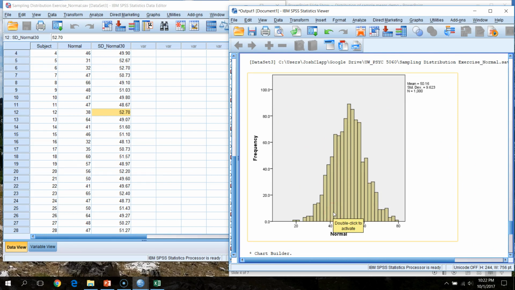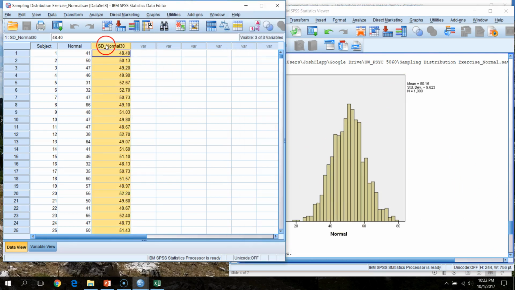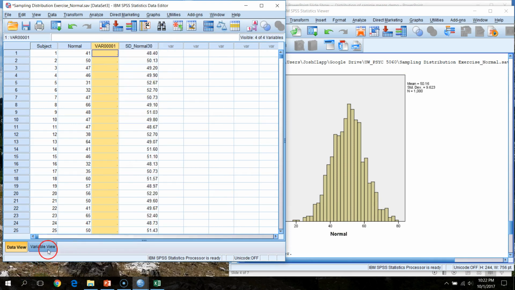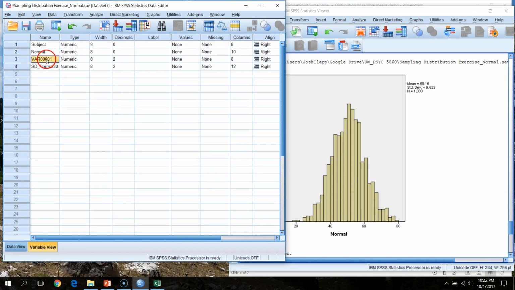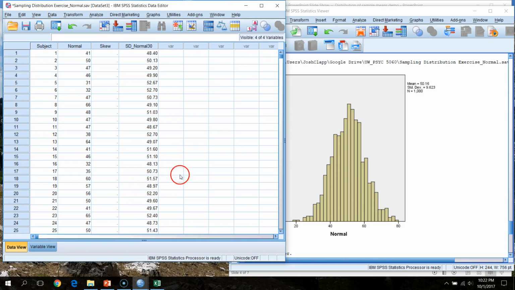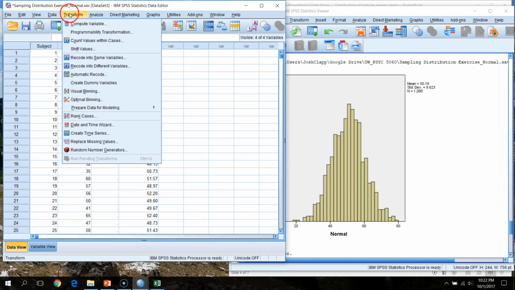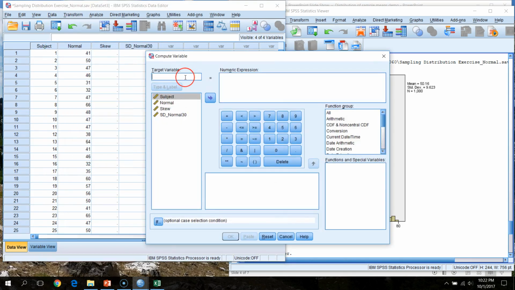Okay, so now another thing we could do, so this is fine for a normal variable. Let's say though that we don't have a normal variable. Let's say we have a variable that's got a lot of skew to it. Okay, what I'm going to do now is go through and compute a new variable, and this variable I'm going to call skew.